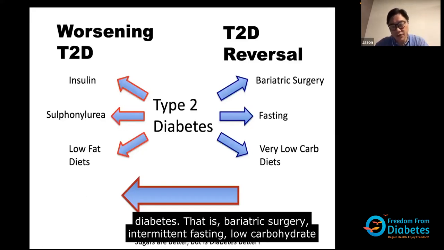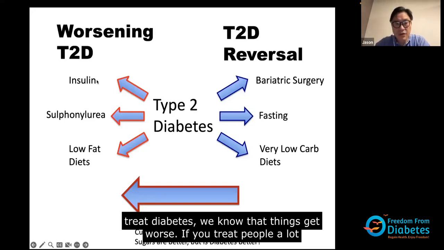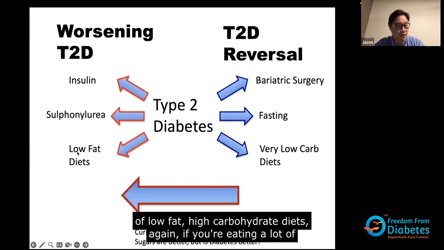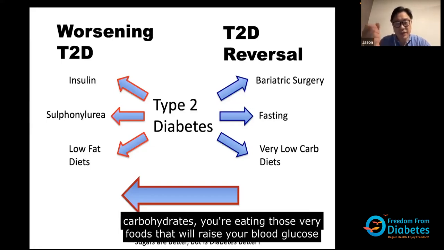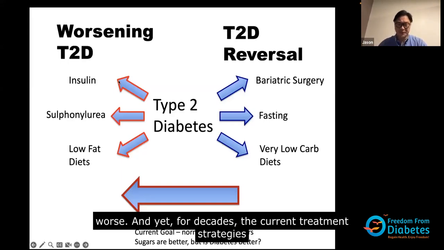That is bariatric surgery, intermittent fasting, low carbohydrate diets. And yet, if you look at a lot of the way that we treat diabetes, we know that things get worse. If you treat people with a lot of insulin, sulfonylurea, some of the old drugs, if you use a lot of low-fat, high-carbohydrate diets, again, if you're eating a lot of carbohydrates, you're eating those very foods that will raise your blood glucose the most. So in those cases, we see that type 2 diabetes gets worse.